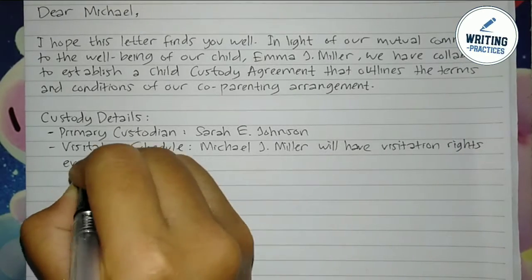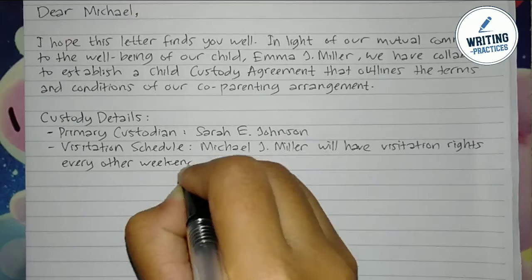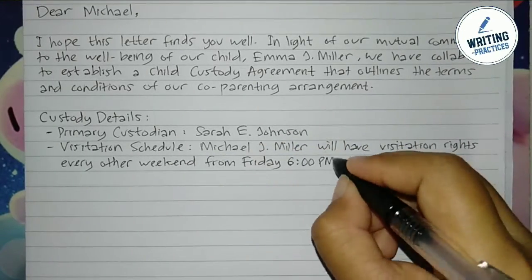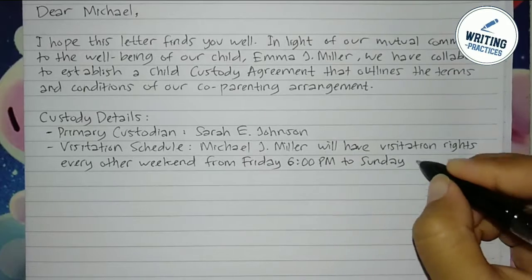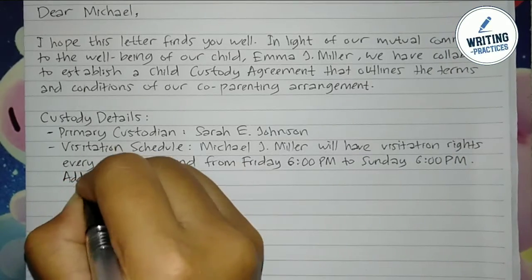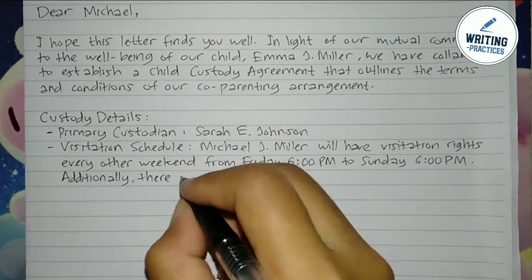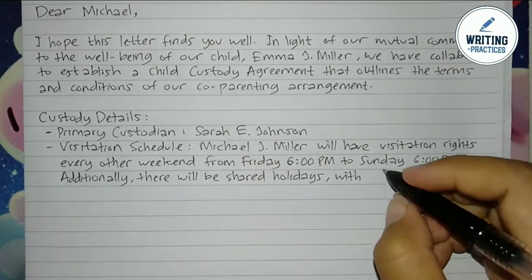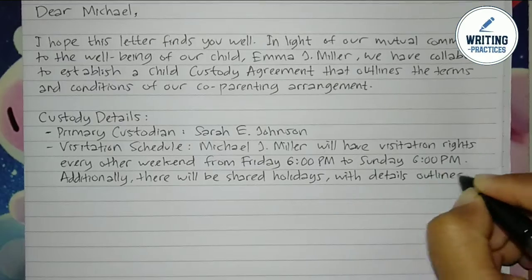And here is the example for custody details. Primary custodian, Sarah E. Johnson. Visitation schedule. Michael J. Miller will have visitation rights every other weekend, from Friday 6 p.m. to Sunday 6 p.m. Additionally, there will be shared holidays, with details outlined in the agreement.